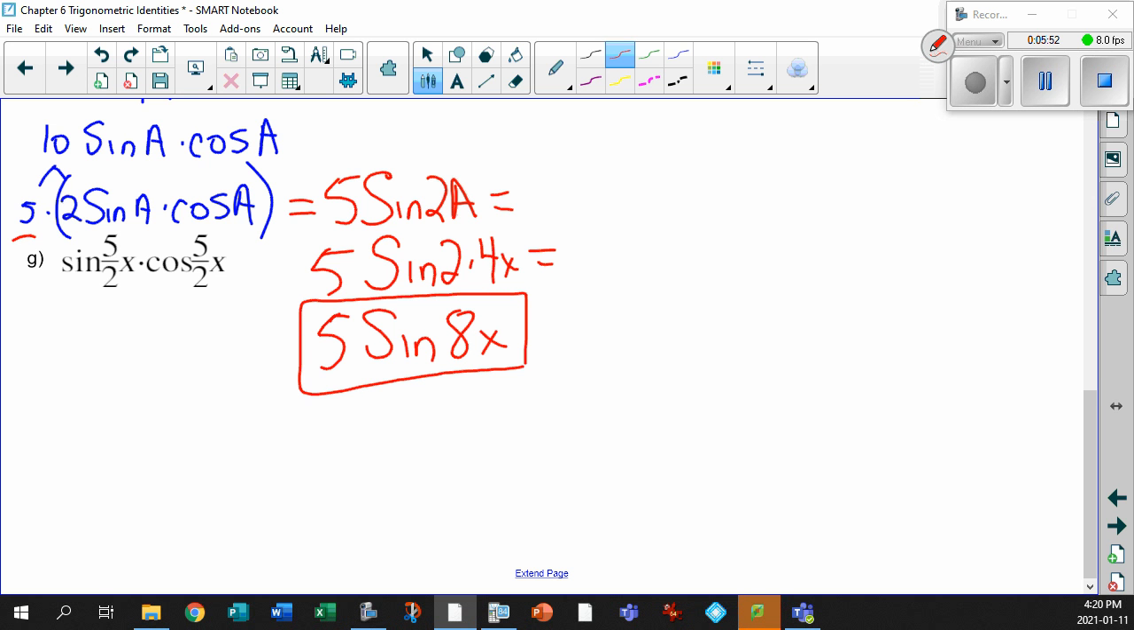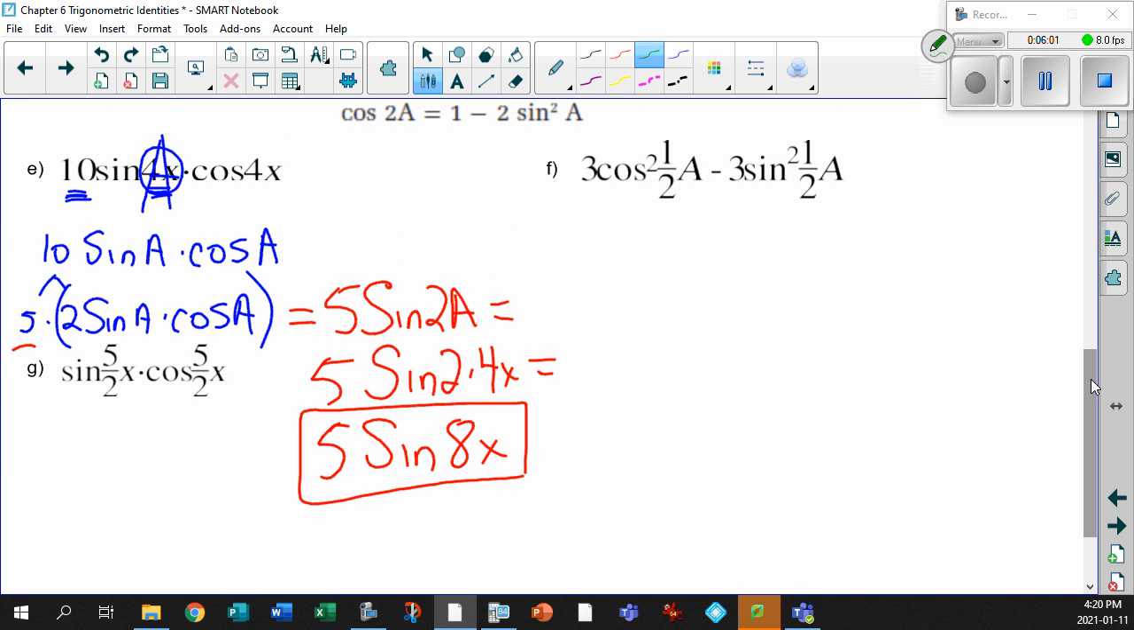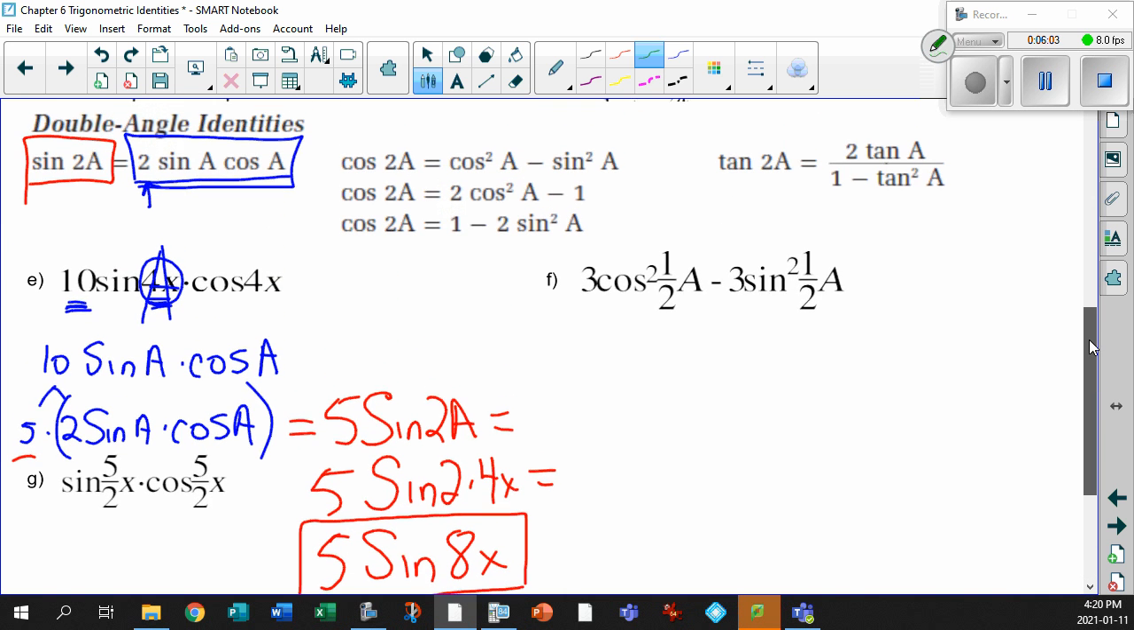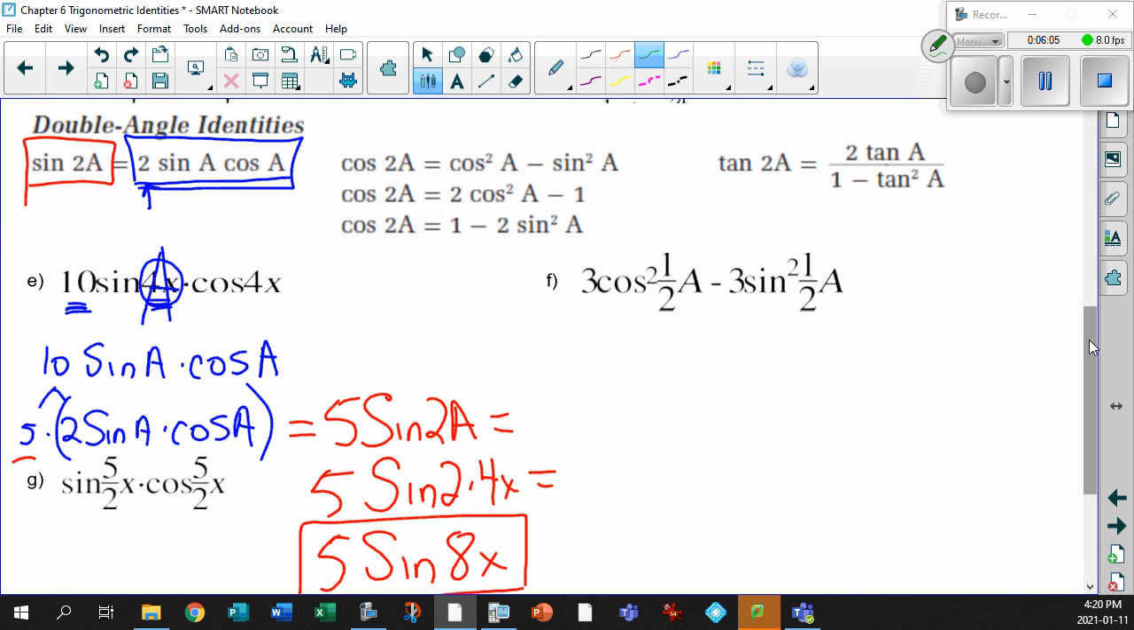Isn't that cool? That is so cool that you can play around with this to get exactly what you want and solve it without any kind of questions. Oh, that's the beauty of identities. Let's look at F. Check this one out. Oh my goodness.